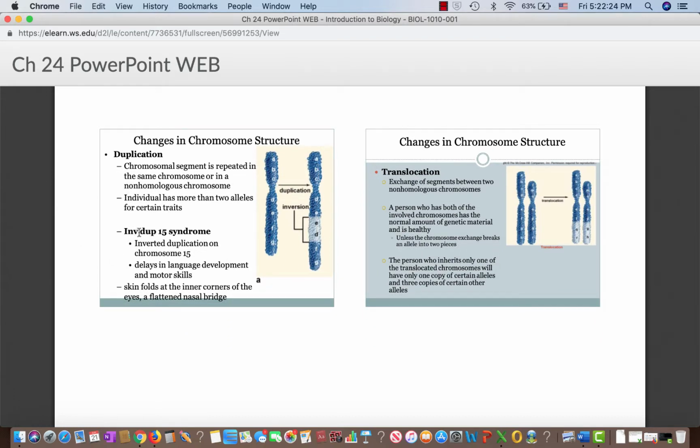If you have this inversion, or this duplicated inversion, though, on the 15th chromosome, then you have delays in motor functions and this characteristic skin fold at the inner corners of the eyes and a flattened nasal bridge.